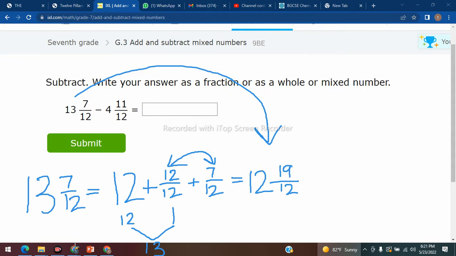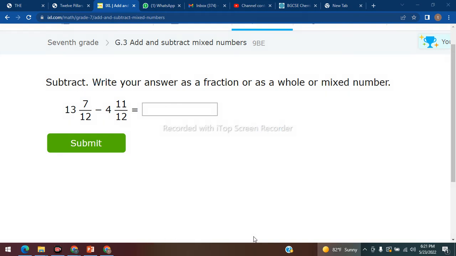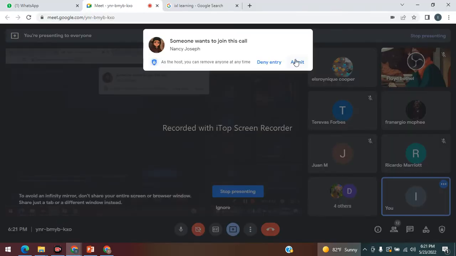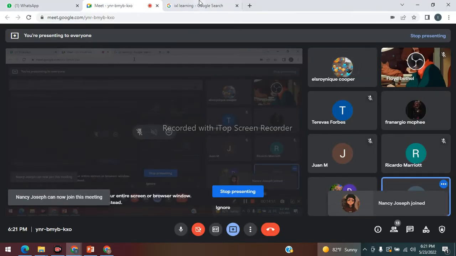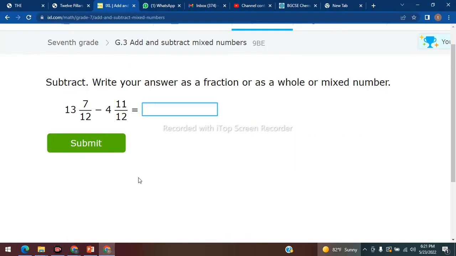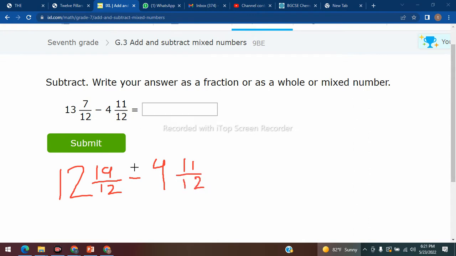Okay, someone is asking to join. So we get 12 and 19 over 12. All right, so we have 12 and 19 over 12, minus 4 and 11 over 12, right? And so 12 minus 4 is what?